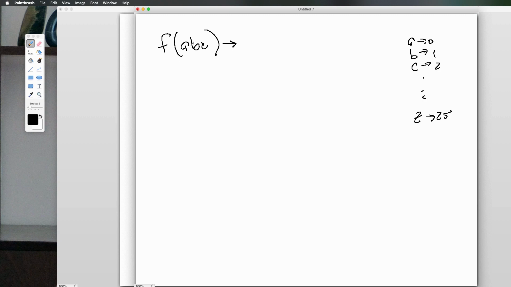And I'm going to say, let f of ABC just equal the sum of the values of these individual letters. So that would be 0 plus 1 plus 2, which is equal to 3. Okay, not a bad idea. What about f of C? F of C is 2. What would f of BC be? Well, that would be 1 plus 2, which is equal to 3. So we can see that these two are actually the same.